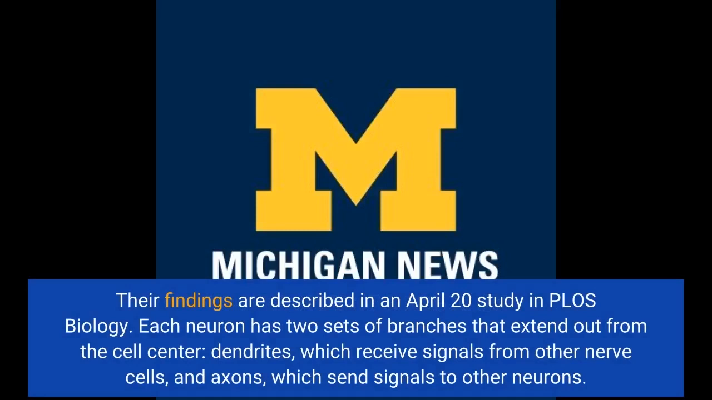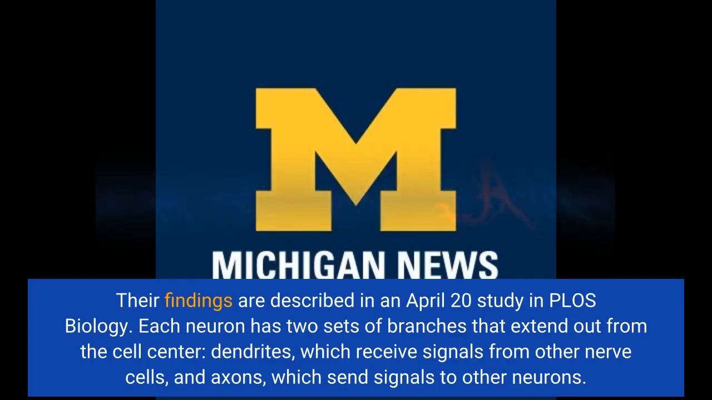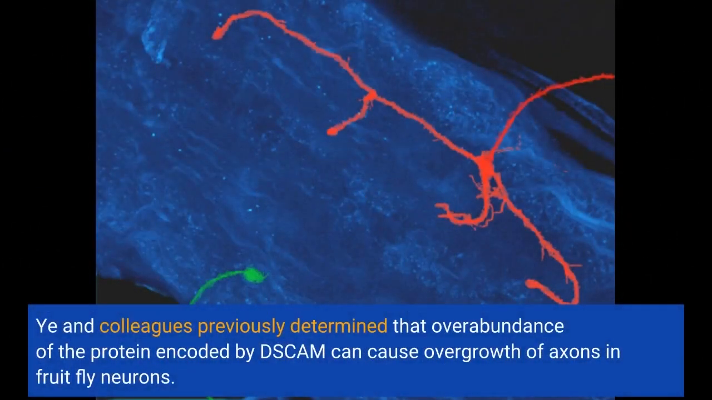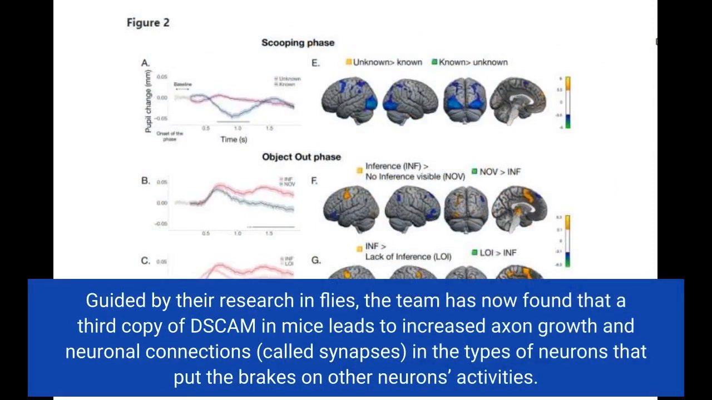Each neuron has two sets of branches that extend out from the cell center: dendrites, which receive signals from other nerve cells, and axons, which send signals to other neurons. Yi and colleagues previously determined that overabundance of the protein encoded by DSCAM can cause overgrowth of axons in fruit fly neurons. Guided by their research in flies, the team has now found that a third copy of DSCAM in mice leads to increased axon growth and neuronal connections, called synapses, in the types of neurons that put the brakes on other neurons' activities.